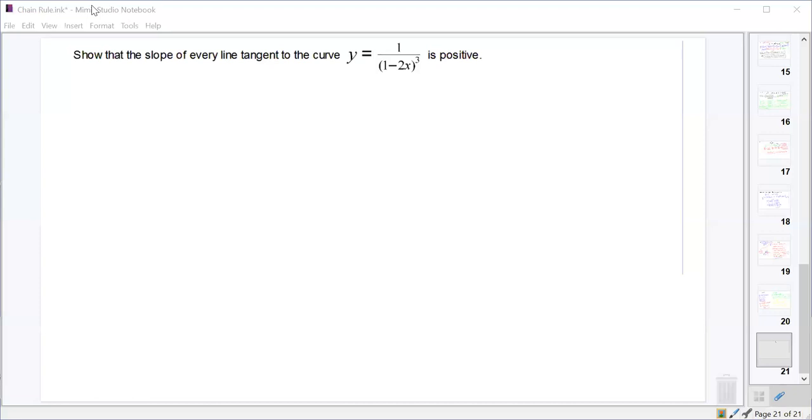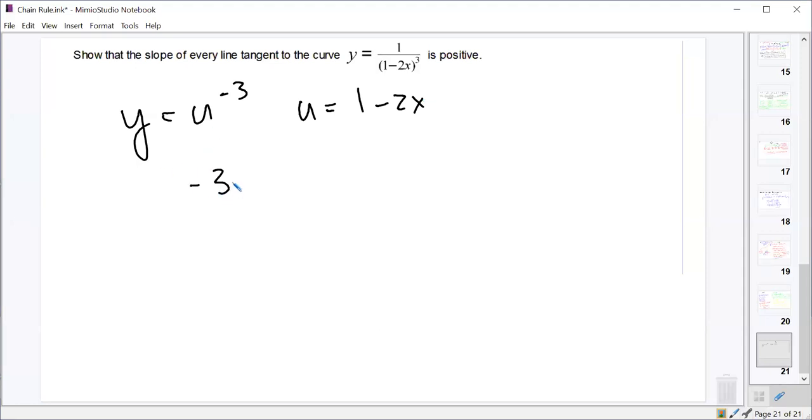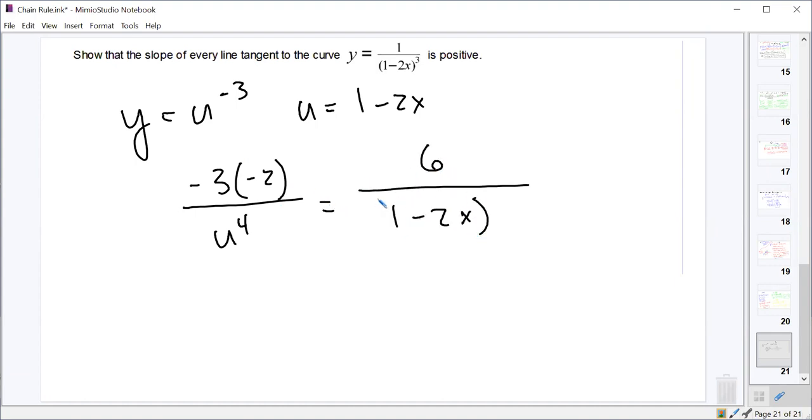All right, we ready to talk about this one? Yeah. All right. So we probably wrote this as y equals u to the negative 3. Is that what you guys did? Yeah, with u equal to 1 minus 2x. So our derivative should have been negative 3 over u to the 4, or negative 3u to the negative 4, times the derivative of 1 minus 2x, which is negative 2. So we end up with 6 over 1 minus 2x to the 4th power. And this is our derivative, right?